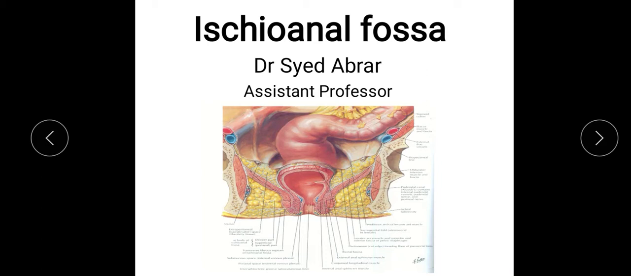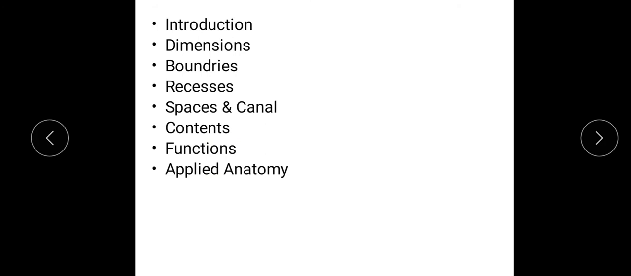Myself, Dr. Sayyid Abrar. Today we will see the ischial fossa. This may become a short note in the university exam. We will see the ischial fossa under different headings, starting from introduction, then dimensions, boundaries, recesses, spaces and canal, contents, functions, and lastly the applied anatomy of the ischial fossa or ischiorectal fossa.